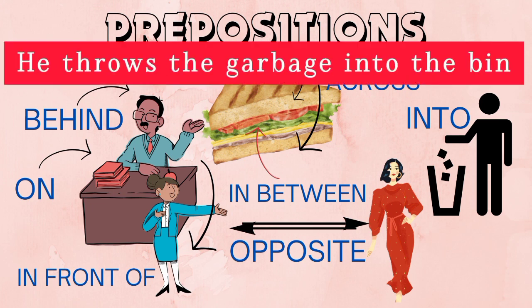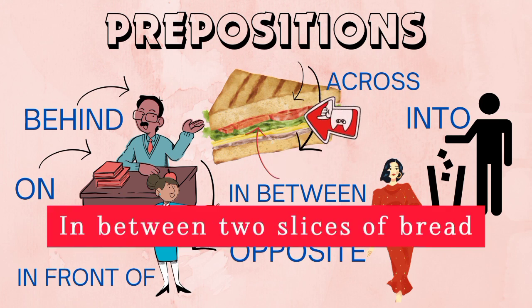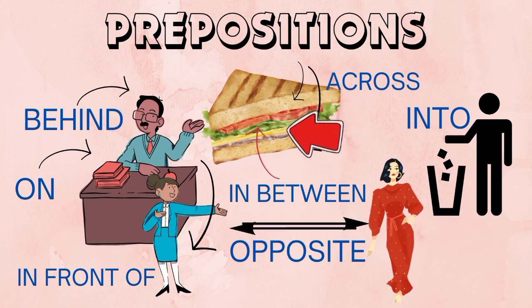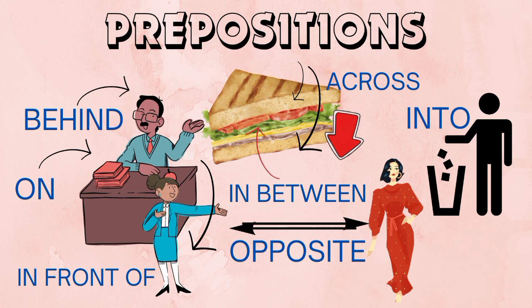He throws the garbage into the bin. Into the bin. Here is a sandwich. The filling is in between two slices of bread. In between, and the bread slices are across the filling. Across the filling. These two ladies are opposite one another.